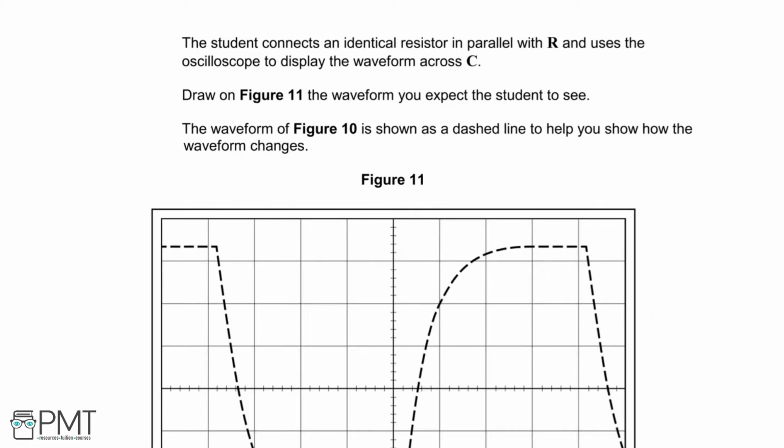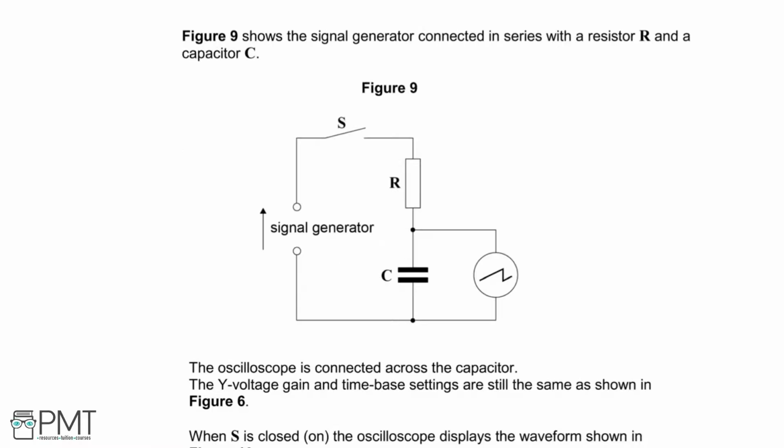The student connects an identical resistor in parallel with R and uses the oscilloscope to display the waveform across C. Draw on figure 11 the waveform you expect the student to see. The waveform of figure 10 is shown as a dashed line to help you show how the waveform changes. The bit to focus in on to begin with is that an identical resistor is connected in parallel. So let's just make that change on the diagram. Now the resistor will be added in here.